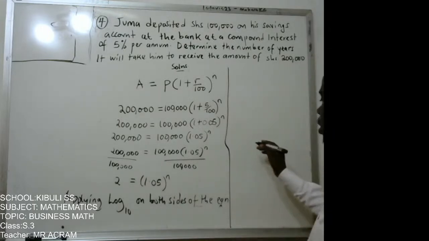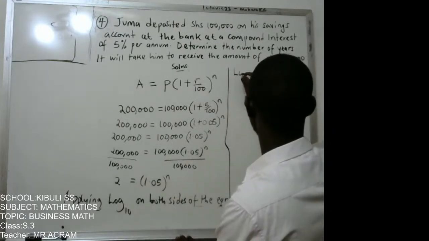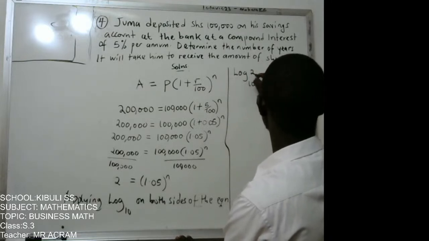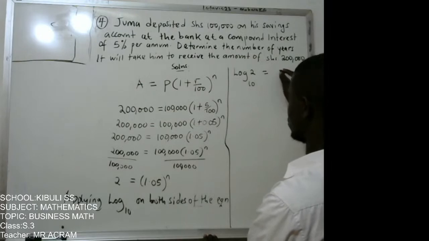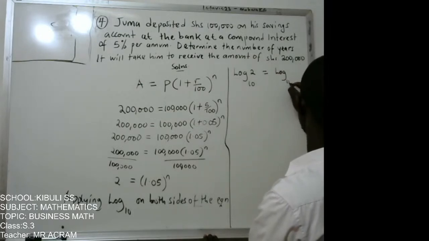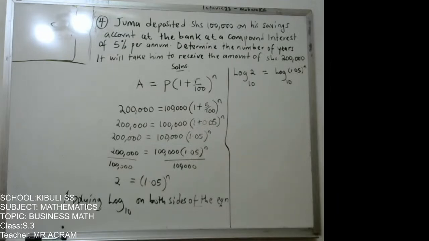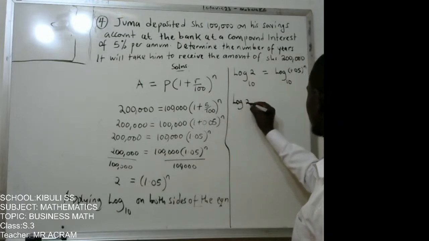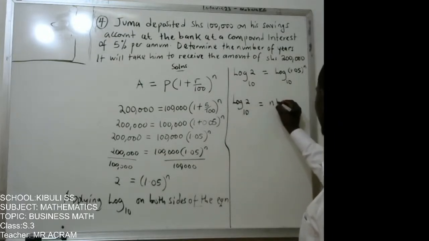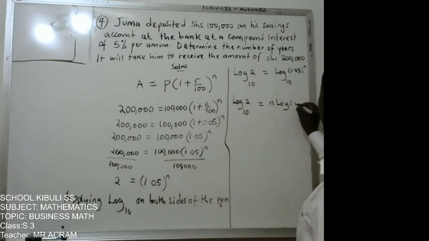You're going to apply log base 10 on both sides. So what is it going to become? You apply log base 10, so it is log base 10 of 2, this 2 is equaling to log base 10 of 1.05 power n. Then this power n is going to move here, to get log of 2 base 10 is equaling to n log of 1.05 base 10. When n moves away, there is no need of me putting a bracket again. Not so? Yes.